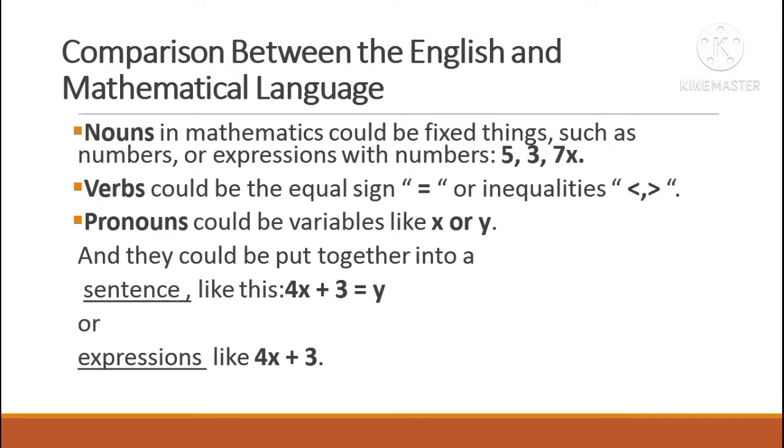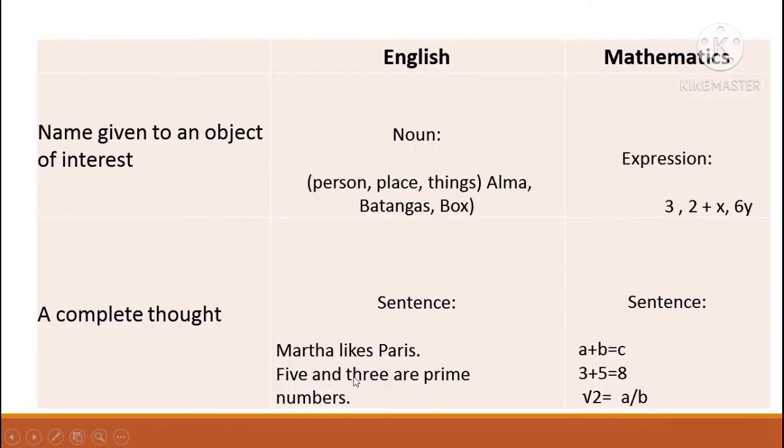Yung expressions natin is ganito lang: 4x plus 3. Magiging expression lang siya kung wala siyang equal sign, kung ganito yung example niya: 4x plus 3. So, let us have some examples.